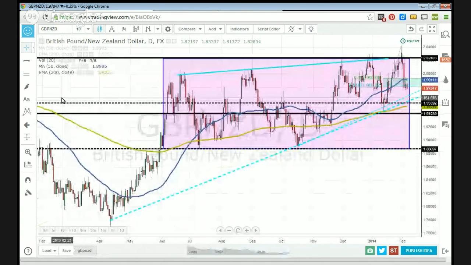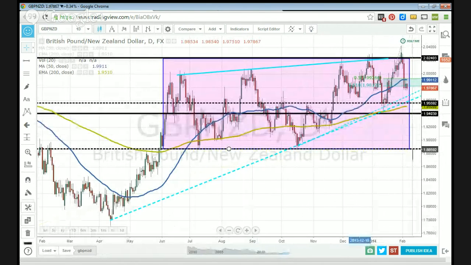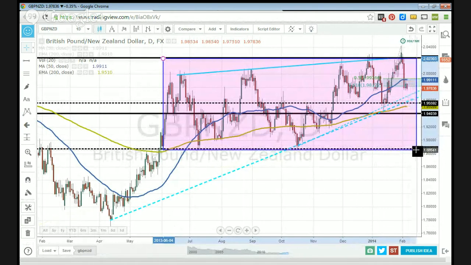Okay, still in the middle of this trading range. And we are... Why isn't this extending? There we go. Okay.